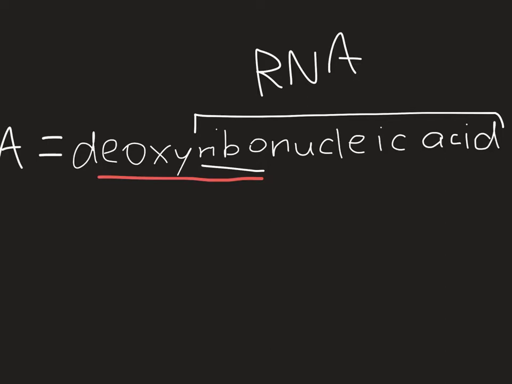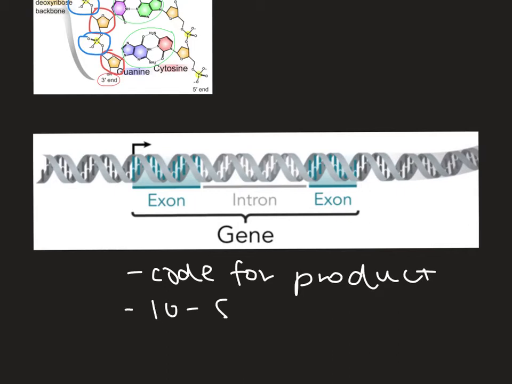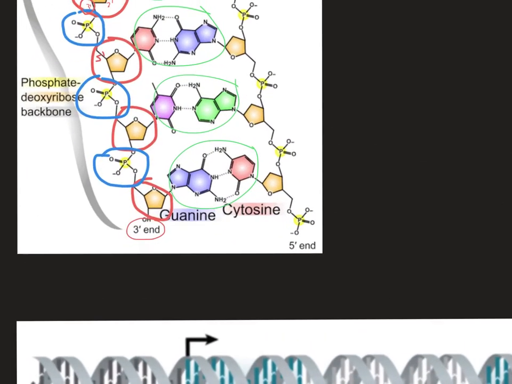Now that we've covered the molecular components of DNA and RNA, let's zoom out a bit. Literally and metaphorically. DNA is divided into sections called genes, and these code for a specific functional product. They are usually 10 to 50,000 base pairs long, and a base pair is the equivalent of 1 rung on a DNA ladder, which would be this.